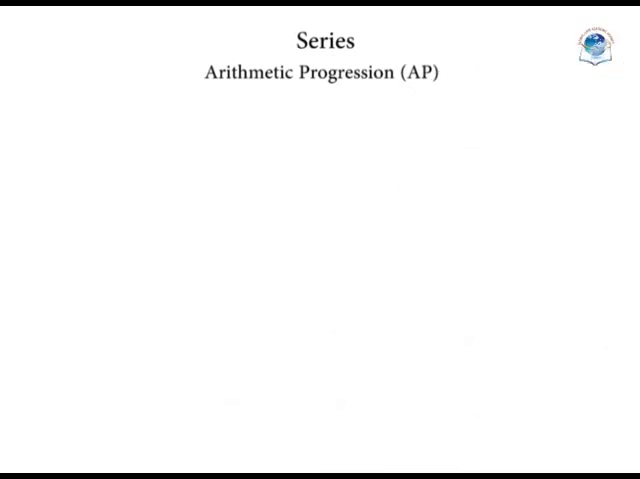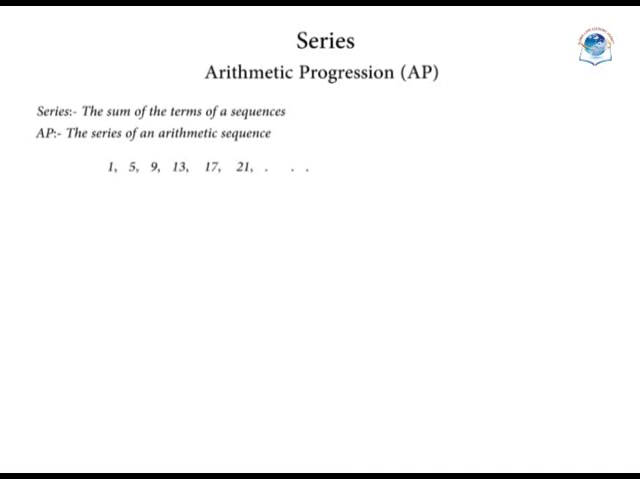Next, series. A series is the sum of the terms in a sequence. The series for an arithmetic sequence is called an arithmetic progression, or AP. For our case, the AP is the sum of these terms. If we add the first 4 terms, then the AP represented by S4 will be equal to 1 plus 5 plus 9 plus 13, giving us 28. And because sequences continue to infinity, we must be given the number of terms to add, for example, the first 10 terms, the first 100 terms, and so forth.